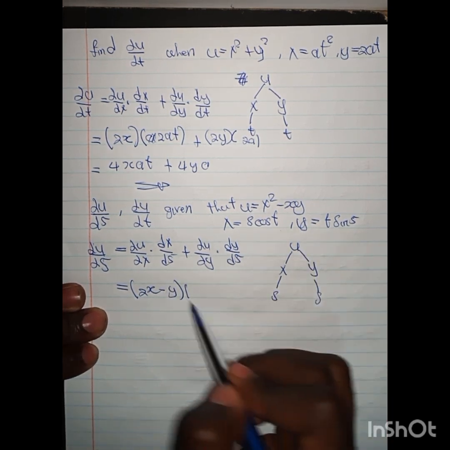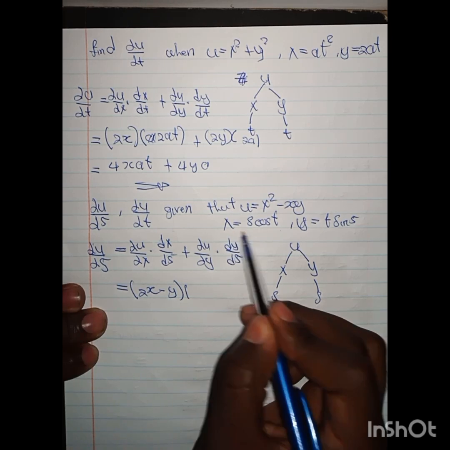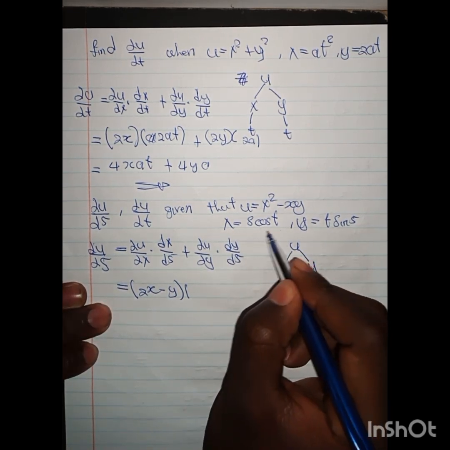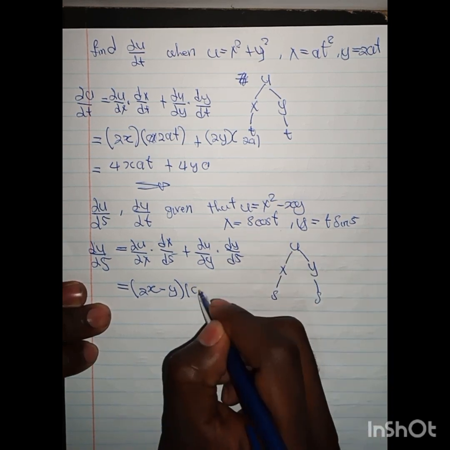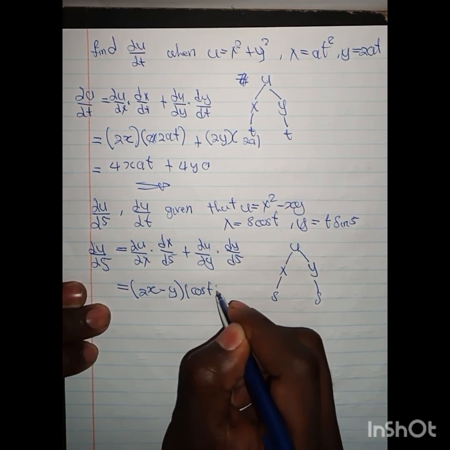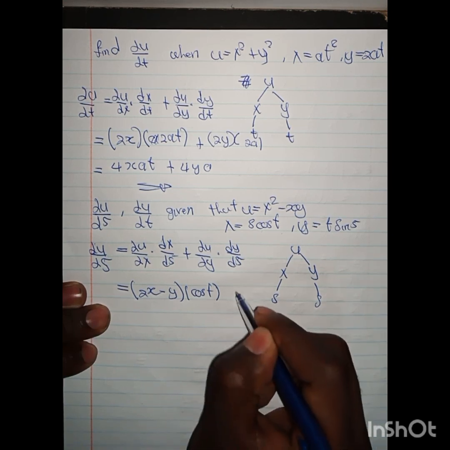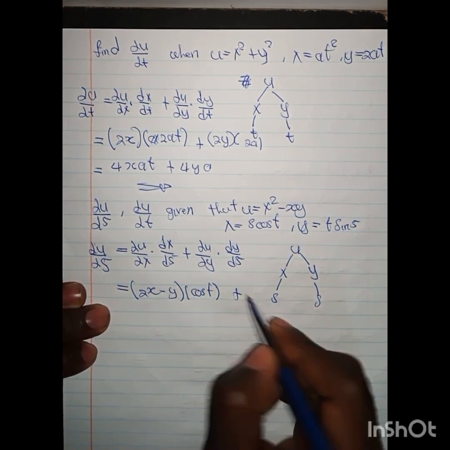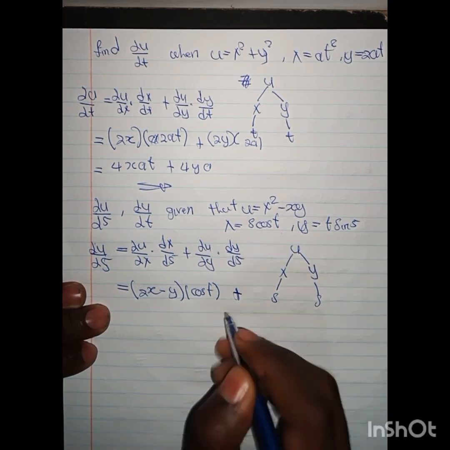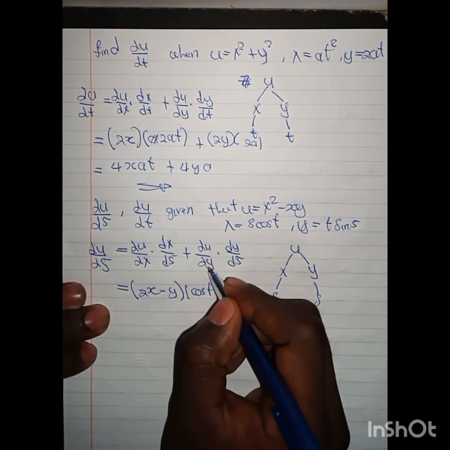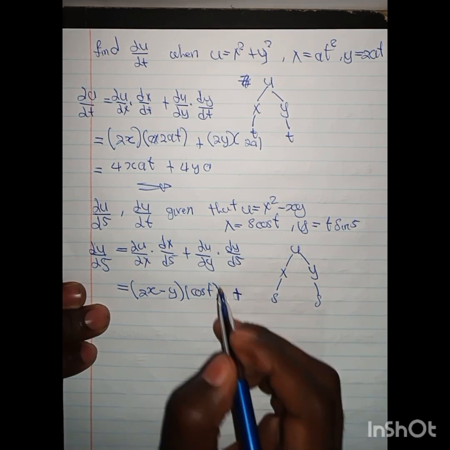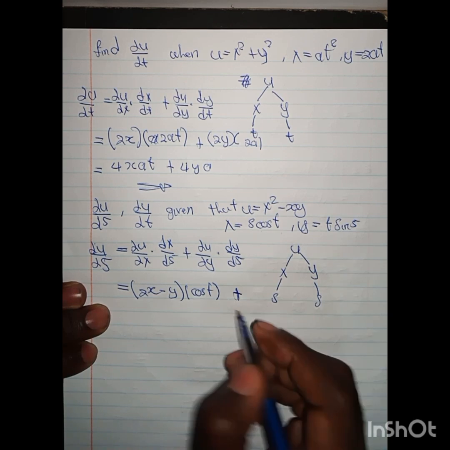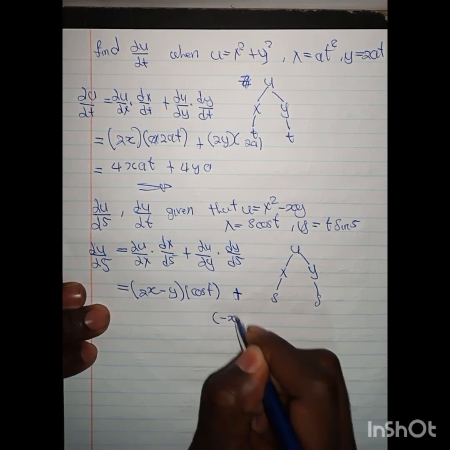Where can you find dx/ds? From the subfunction x equals s cos t. From this, you differentiate with respect to s, and you will have cos t. Then plus, let me just write it down here because of space, du/dy can be found from the main function. Differentiating with respect to y, we are going to have minus x.